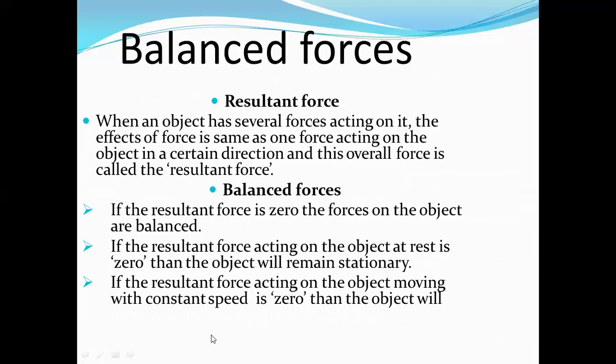Balanced forces. If the resultant force acting on the body is zero, then the forces acting on the body are said to be balanced. Balanced forces do not change the state of the body. There are two possible states of an object: either the object is at rest or it is moving with uniform speed. So if balanced forces are acting on a body at rest, it remains stationary. And if balanced forces are acting on a body moving with constant speed in one line, it keeps on moving with constant speed in one line under the action of balanced forces.